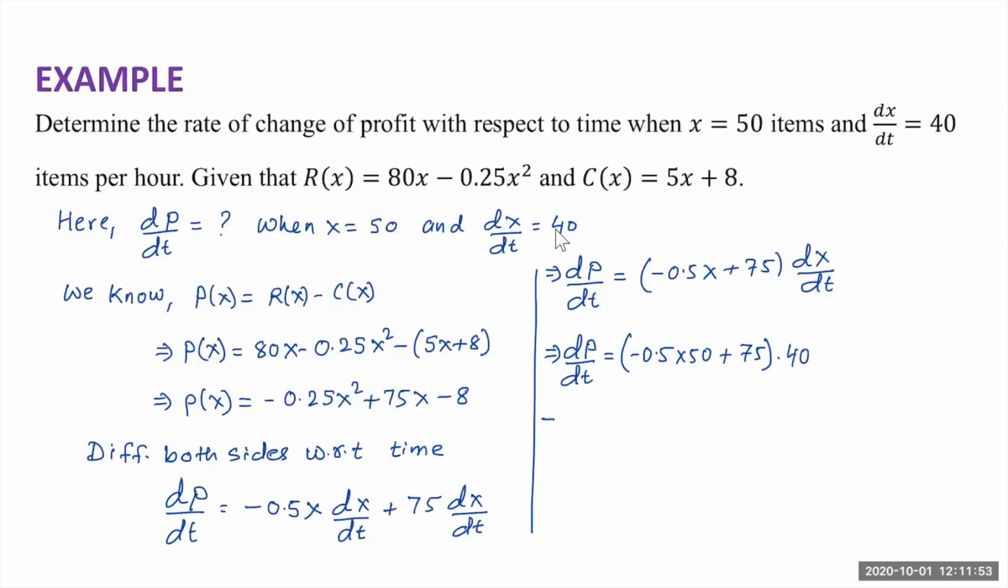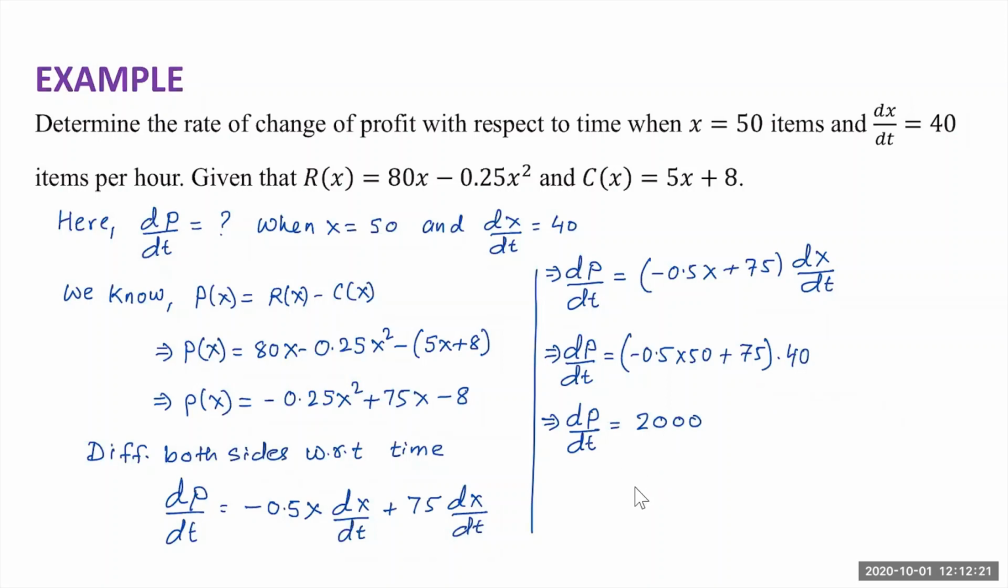So which implies dp over dt is equal to, now if you look at the screen carefully, you'll see 50 times negative 0.5 is negative 25. Negative 25 plus 75 is positive 50. 50 times 40 is 2000. So the change in profit with respect to time is 2000.